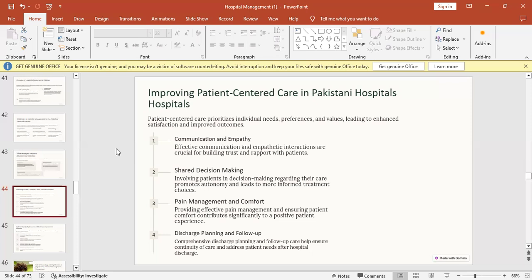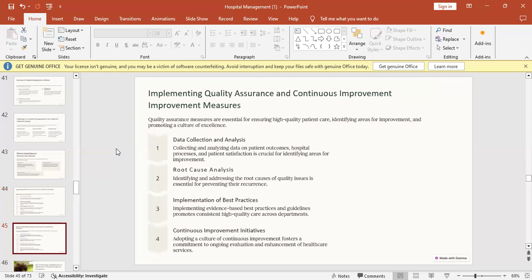Pain management and comfort. Providing effective pain management and ensuring patient comfort contributes significantly to a positive patient experience. Discharge planning and follow-up. Comprehensive discharge planning and follow-up care ensure the contribution of the patient towards their patient-centered care.